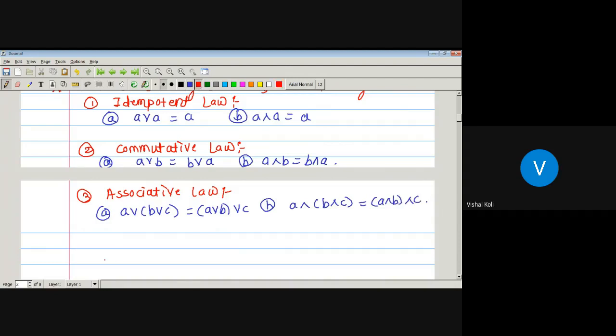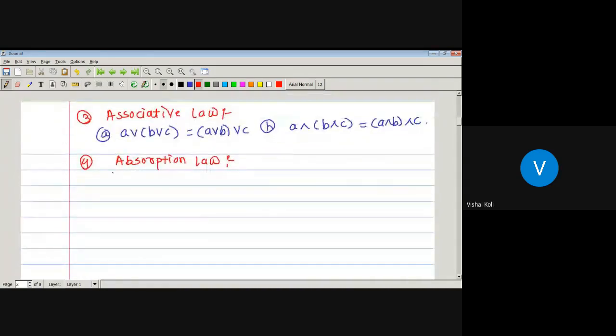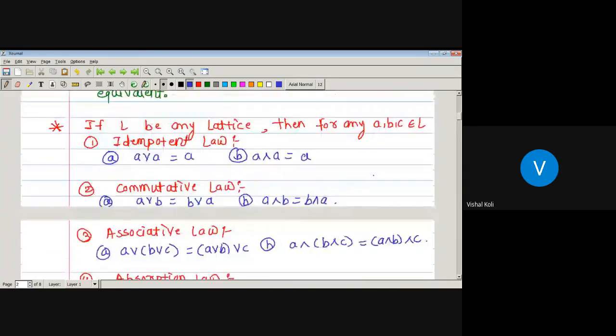And the last, fourth one, will be the absorption law. That one says that A join (A meet B) is equal to A, and A meet (A join B) equal to A. So this will be the absorption law. These are some important properties of lattices.